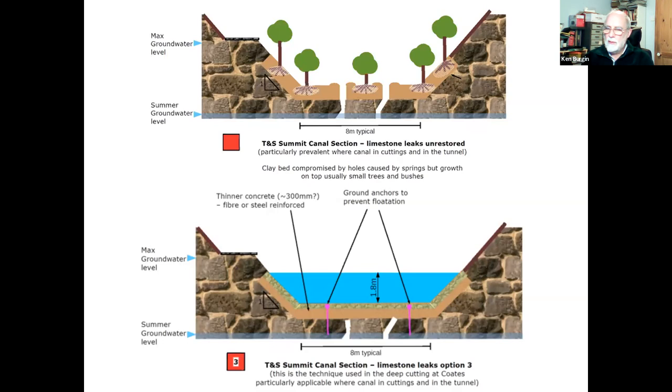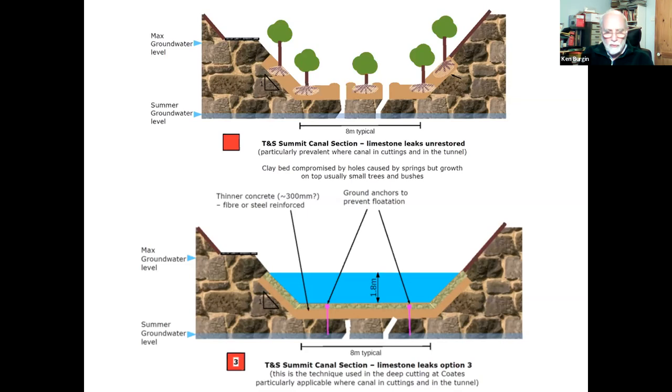The thing you have to remember with all these linings is if you've got groundwater that is higher than the canal bed, particularly if that canal bed hasn't got water in it, then things are either going to break through, or if you put in a concrete section, unless it's extremely thick and heavy, it will float. So you'll see on the bottom of those two diagrams there are screw type devices to hold it down to stop it floating.